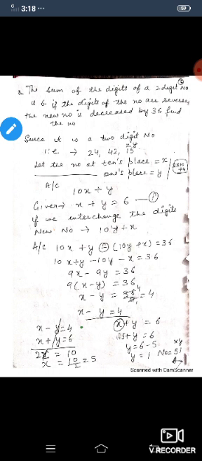Just adding it up. y is positive in the first equation and negative in the second equation. So we'll cancel y. My answer is 2x is equal to 10 and x is equal to 5.